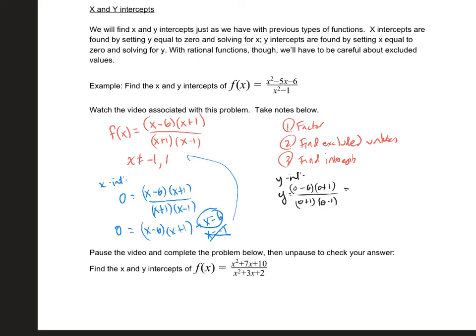So on top I get negative 6 times 1, which is negative 6. On the bottom I get negative 1 times positive 1, which is negative 1. So the Y-intercept would be 6 here, so it would be 0, 6. And yes, that is a coincidence if they happen to come out the same number.